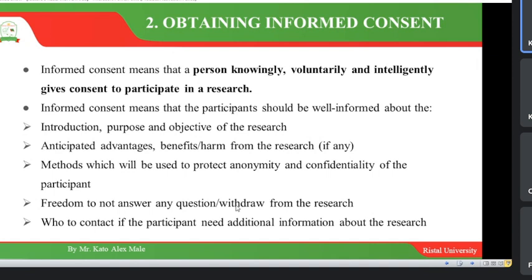Then the fourth, freedom not to answer any question or withdraw from the research. This is also a full principle. What if I withdraw from the research? Me as a participant. Okay, the question you have asked, I'm not ready to answer it. Me as a participant, I have that right. The question you have asked is challenging me, and I'm not ready to answer it.